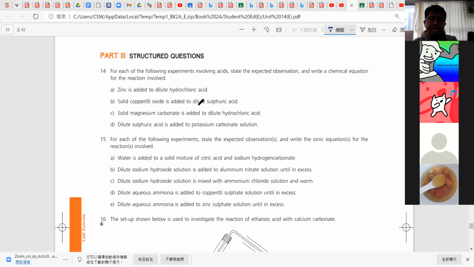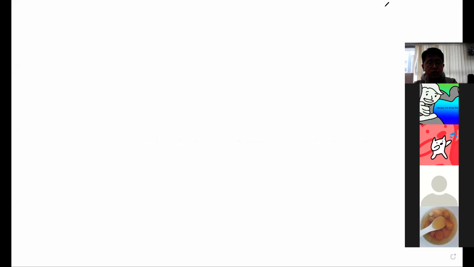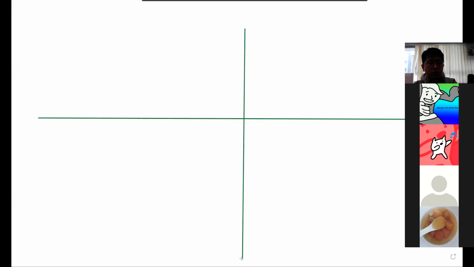Okay, do you find it? The first question is about reactions of acids, and the other one is mainly for bases. Okay, 14 A, B, C, D. In order to speed up the whole process, I would like to invite some of you. Do you have a pen? Or you can simply use the function to type the word here, to show me your answers. It is for 14A, B, C, and D.